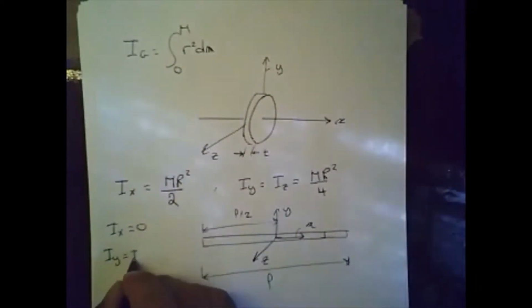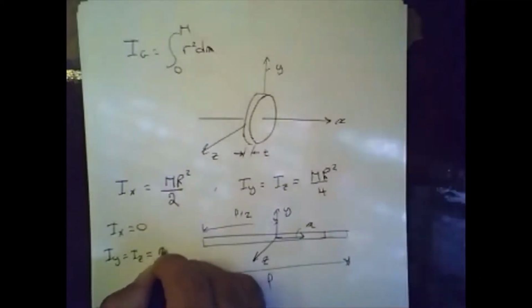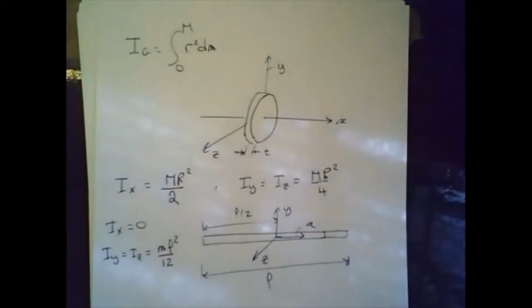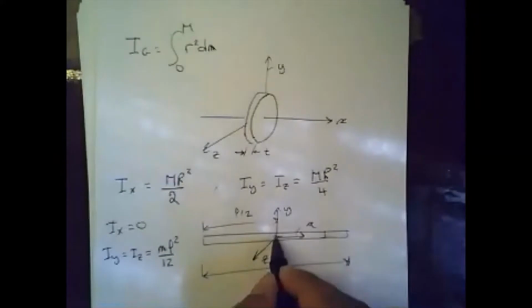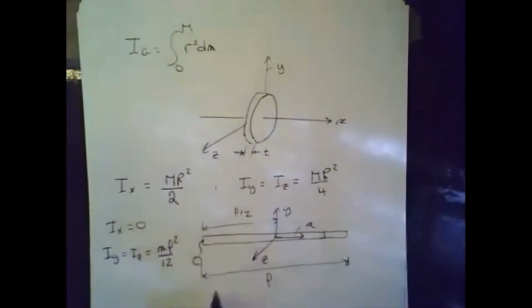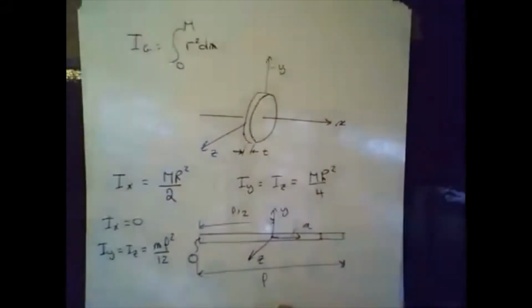Iy is actually equal to Iz, in this case equal to ml squared over 12. Here we're using this because this is the center of gravity. But if I want to calculate the moment of inertia about this point O, does anyone know how we can calculate it? Over 3. Yes, over 3. But how do you calculate that?